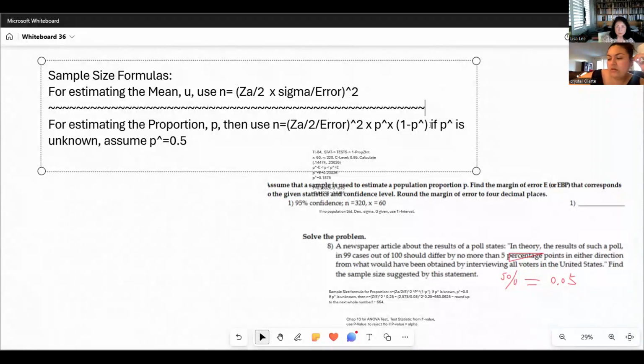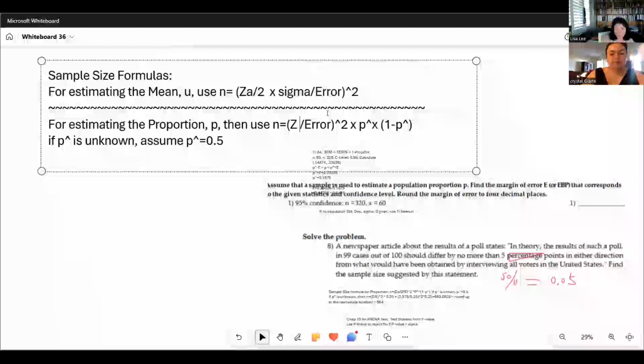And the proportion formula depends on the z critical value. I put alpha divided by 2, very complicated. It's a z critical value, just the critical value divided by margin of error, in parenthesis, to the square power, and multiply p hat, then multiply 1 minus p hat. That's the original formula. If p hat is given, you just plug it in there, and take 1 minus p hat.